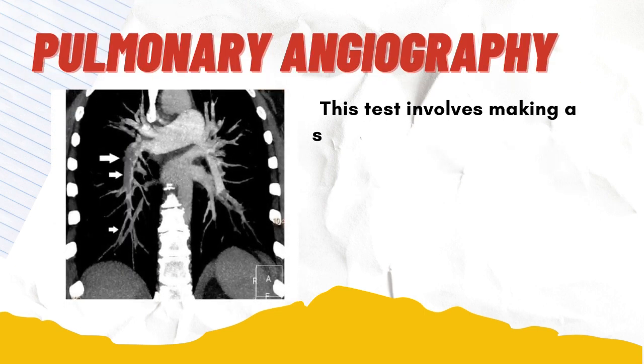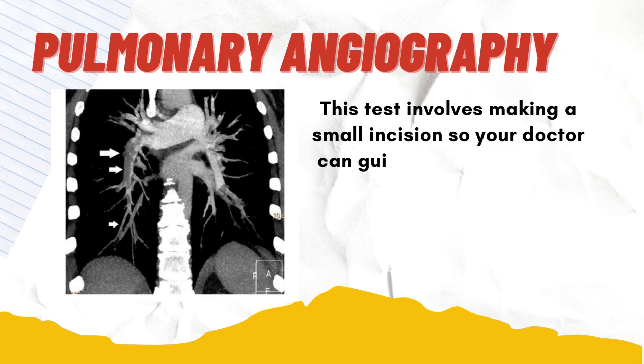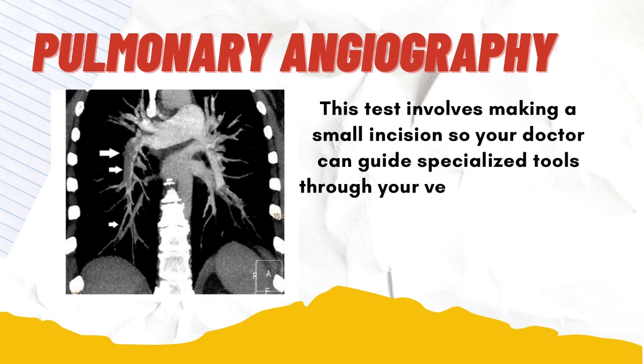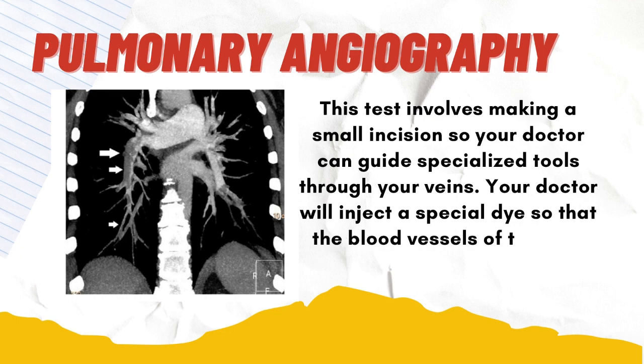Pulmonary angiography. This test involves making a small incision so your doctor can guide a specialized tool through your veins. Your doctor will inject a special dye so that the blood vessels of the lung can be seen.